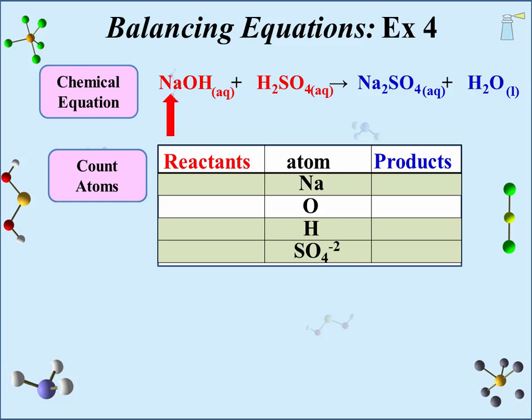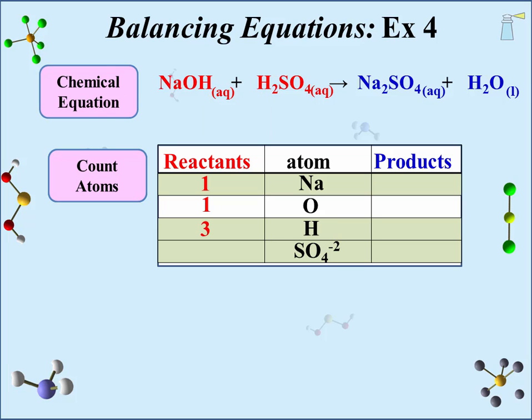How many sodiums are there on the reactant side? Just the one. And oxygens? We do not need to include the oxygens in the sulfate. The single oxygen in sodium hydroxide is a count of 1. What about the hydrogens? Well, sodium hydroxide has 1 hydrogen, and sulfuric acid has 2 hydrogens. The hydrogens in the sulfuric acid are not part of the sulfate ion and need to be counted. The tally is 3 hydrogens.